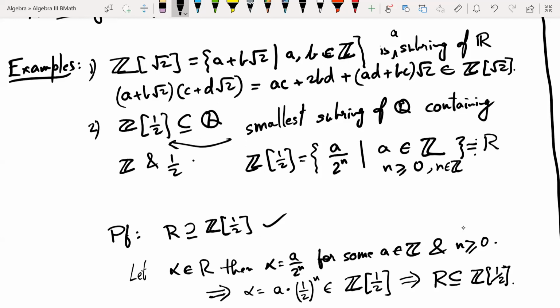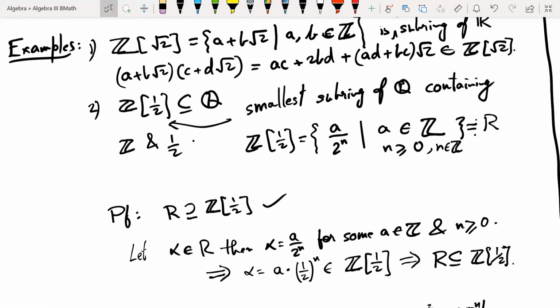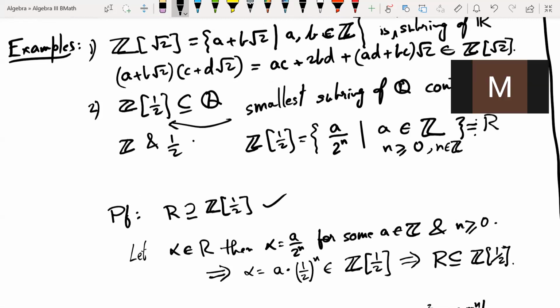So those two show that these two sets are the same, and this guy is a ring, so the other side is also a ring, a subring. So these two are subrings of R. In fact, the second one is a subring of Q. But we will see later on when we do some modules and so on that they are very different subrings in some sense. In particular, they are not going to be isomorphic. Z square root 2 and Z half are not isomorphic subrings.